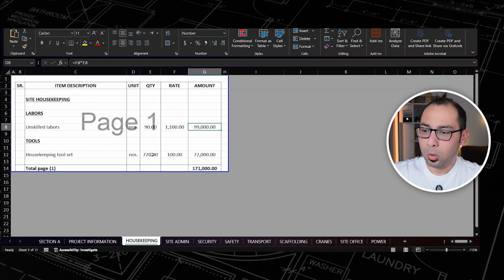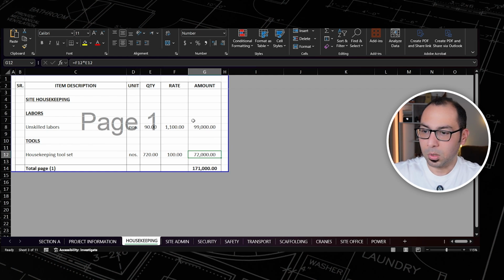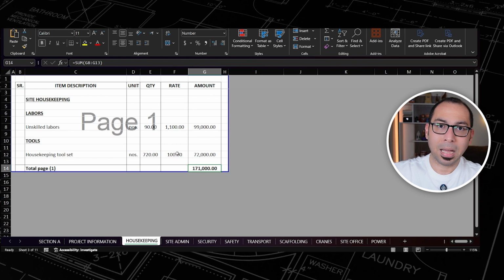And for housekeeping tool set, again, I am assuming 5 labors multiplied by 18 months multiplied by 8 sets. And I'm assuming the set price is 100. So just 720 multiplied by 100, that's 72,000. And when you get the summation, that's 171,000. So this is how I am calculating the housekeeping. I have to assume the quantity, and we have also to put some basis for our estimate. How are we going to do the housekeeping? So here, what I am assuming is that I will have 5 labors for 18 months and I'll provide them with 720 sets of whatever shovels or trolleys or whatever required to do this cleaning.